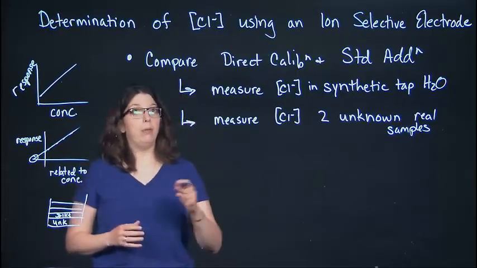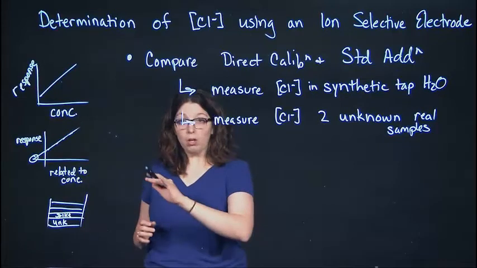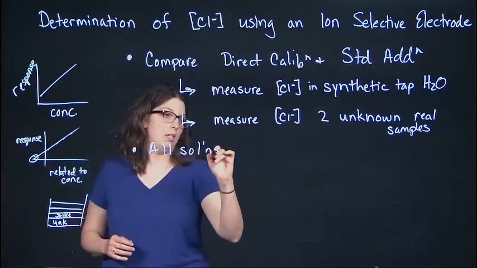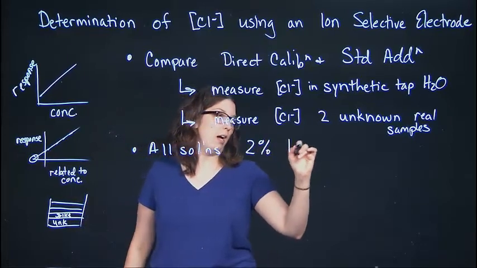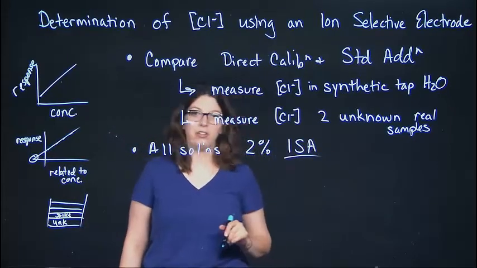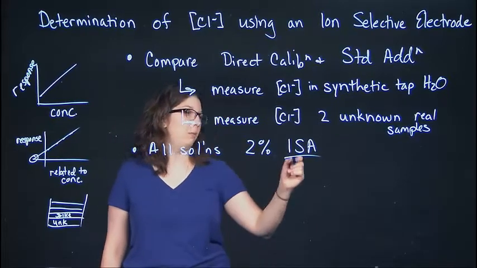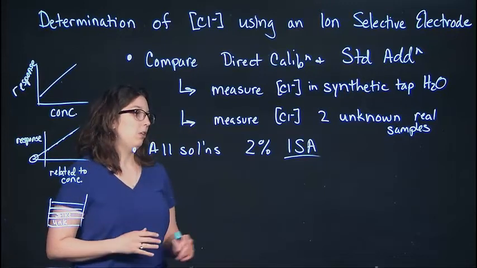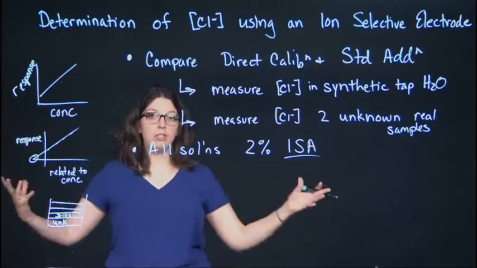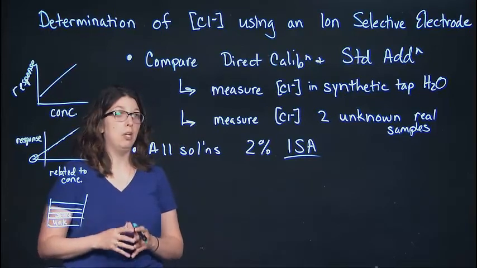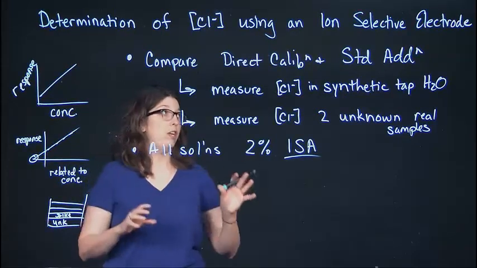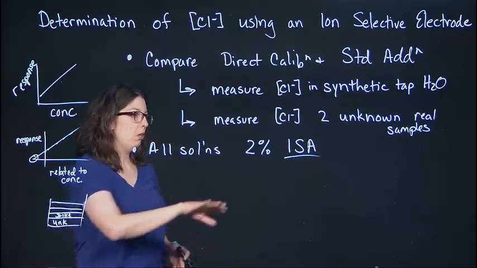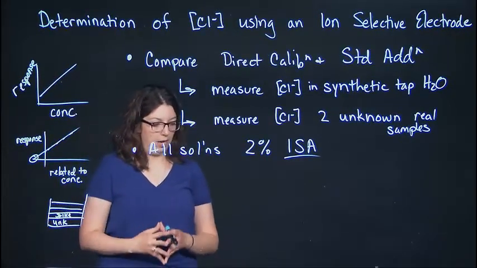Okay, so how are we going to make solutions? First things first, all the solutions need to contain 2% ISA. The acronyms get a tiny bit confusing in this experiment. ISA is ionic strength adjuster, and so this makes sure that the ionic strength of all of the solutions is approximately the same, so that the ionic strength of the solution is not affecting the readout of our ion selective electrode. So all the solutions have to contain 2% ISA.